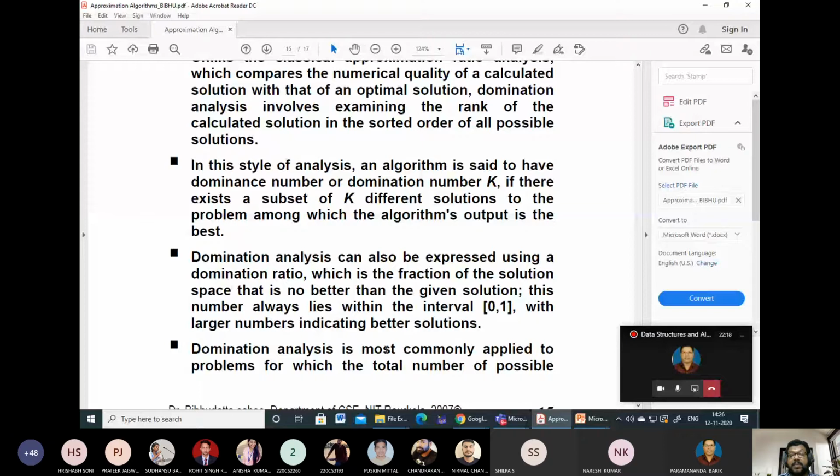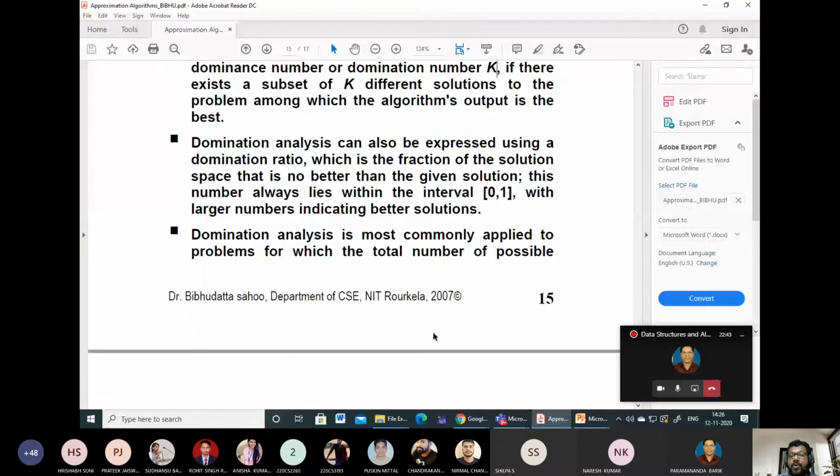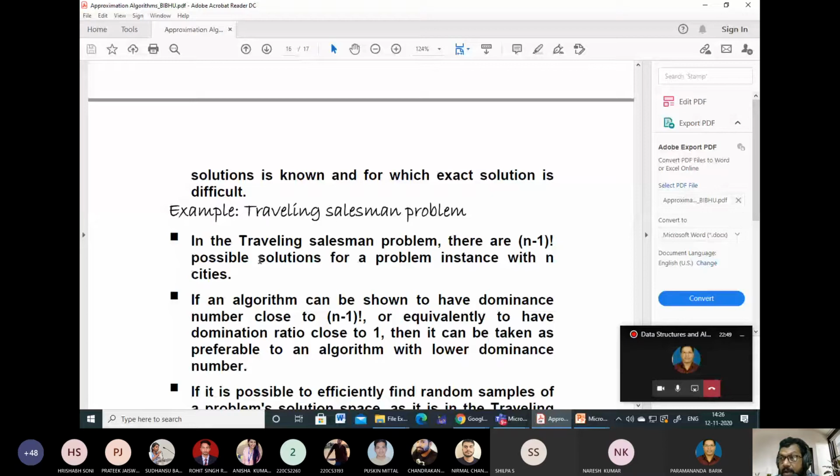If you remember, last class we defined something called an approximation scheme. An approximation scheme is not a single algorithm, it's a set of algorithms. In a domination analysis, it is most commonly applied to problems in which the total number of possible solutions is known, but for which the exact solution is difficult. For that, we look at the size of the solution space.